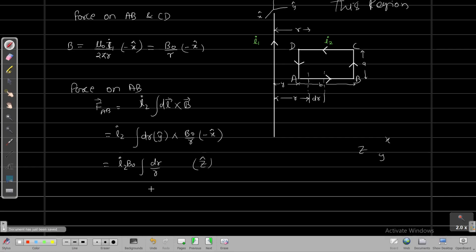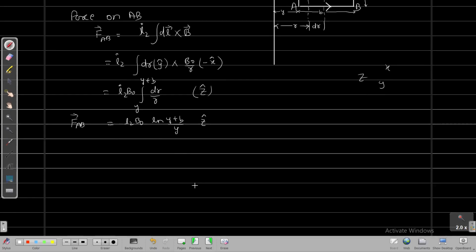In this case, we are going from the origin to the point B, so R can vary from y to y plus b. If we solve this integration, then we get I2 B naught ln of (y plus b) over y, and the direction is z cap. This will be the FAB vector. Till now there is no problem.